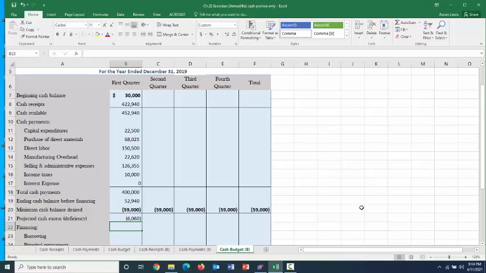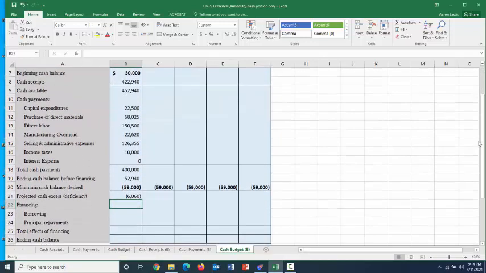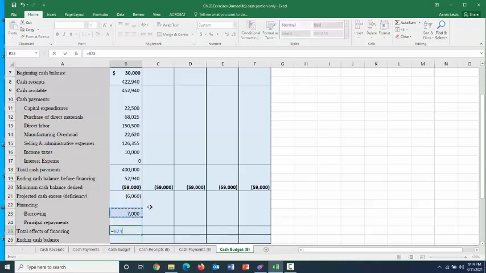Now, we don't have enough cash to meet our minimum cash balance. Our information again tells us that they can borrow in increments of 1,000. So let's start there. They need $6,060. So borrowing $6,000 is not going to be enough. They can't borrow exactly $6,060 because it has to be in increments of 1,000, which means they have to go up to the next one. So they're going to have to borrow $7,000 to be able to get to their minimum cash balance. Our total effects of financing for the quarter is going to be that we borrowed $7,000.